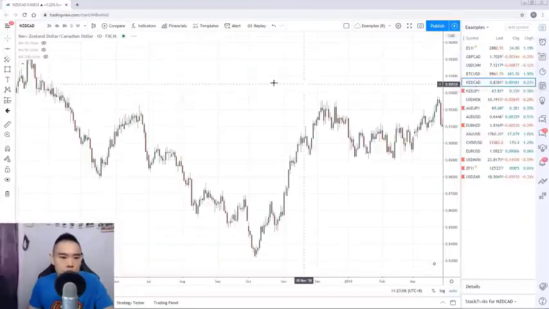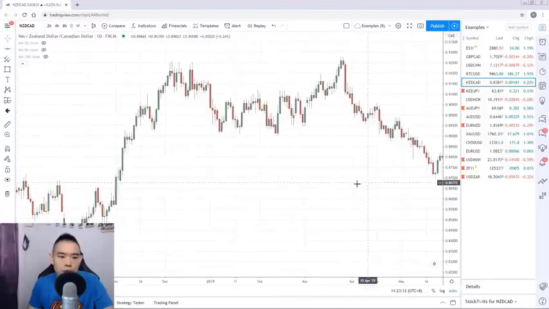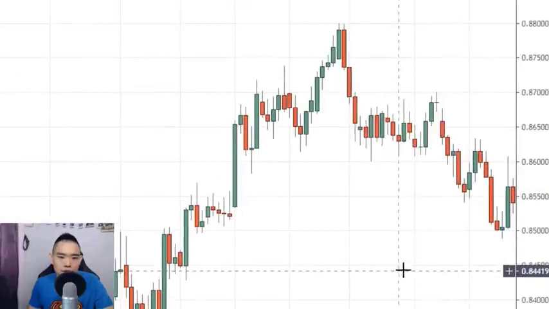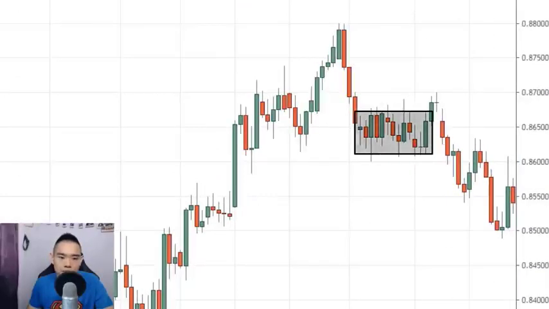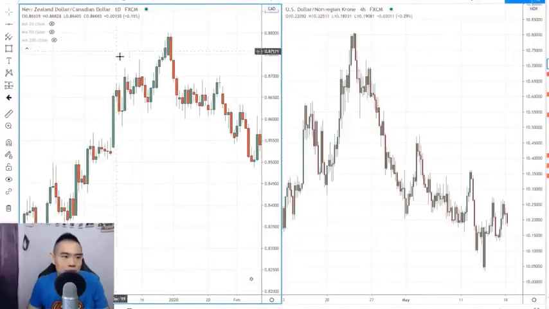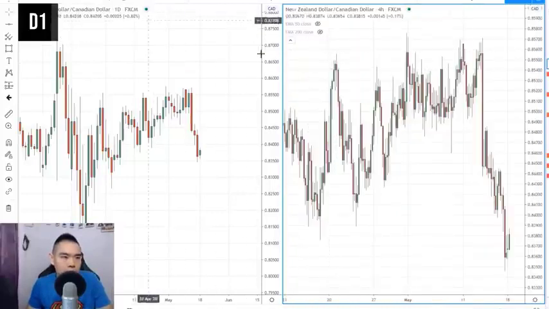So first one over here, New Zealand against the Canadian. Okay, so first and foremost, I said that you want to look for a build up on the higher time frame. So you can see that over here, New Zealand Canadian, we have a build up form over here. So this is the daily time frame. Now we need to go down to a lower time frame to look for a false break setup. So I'm going to do some magic here. Let me just split the chart into two. Okay, so this is New Zealand Canadian daily time frame. I'm going to change this to New Zealand Canadian 4-hour time frame. Okay, so this is the 4-hour time frame.